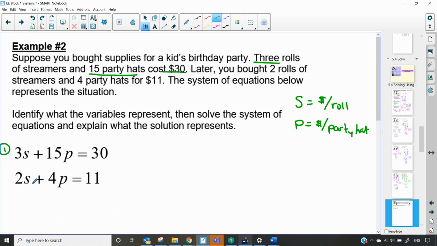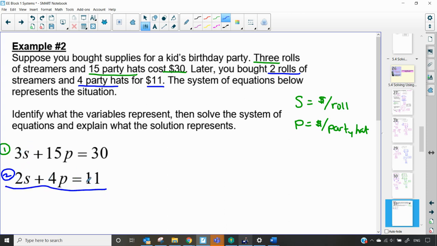All right, now looking at the second equation here, we have 2S plus 4P equals 11. So looking at the question here, we must have a 2, a 4, and 11 in there. And if we notice 2 rolls of streamers, makes sense that the 2 would go with the S. 4 party hats, so making sense that the 4 would go with the P. And $11 is our cost. All right, so we're going to set up this equation and solve.